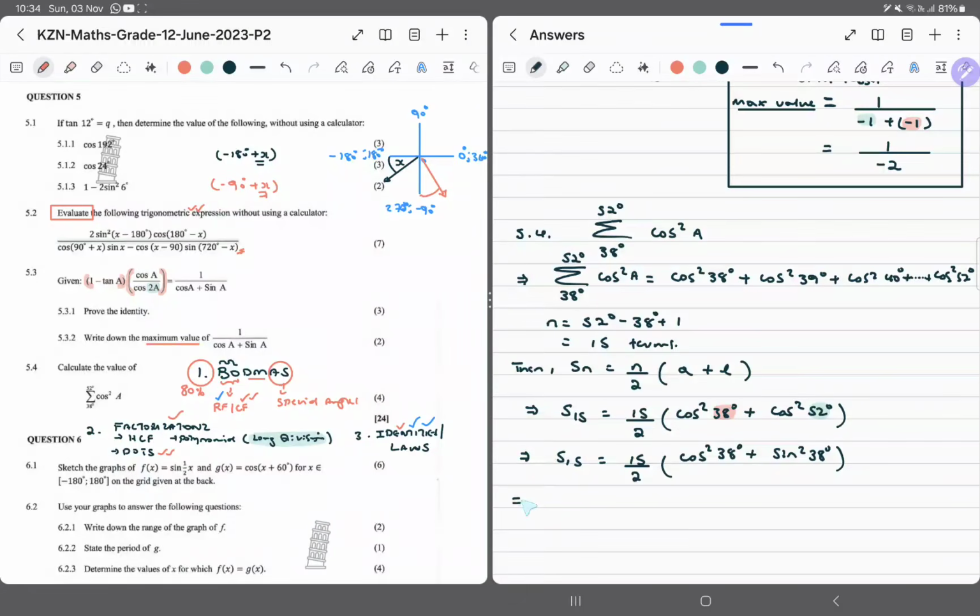Now we've got this is 15 over 2. Now can you see cos squared of this particular angle plus the square of sine of the same angle? This is the identity, the square identity, so this is 1. Therefore S15 is just 15 over 2.